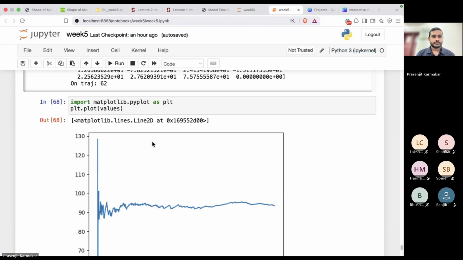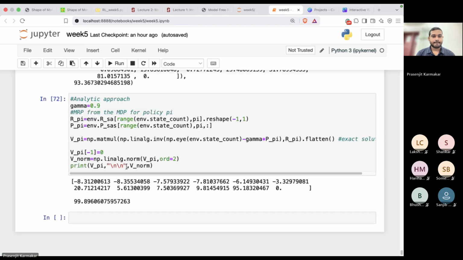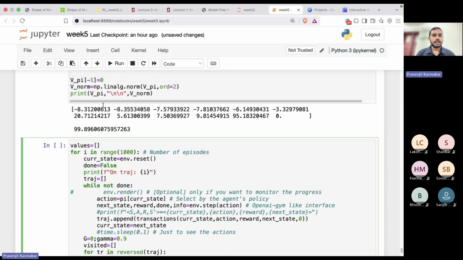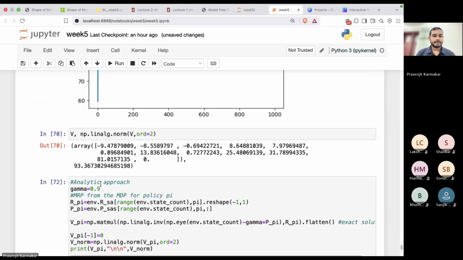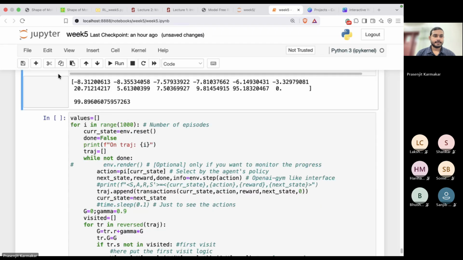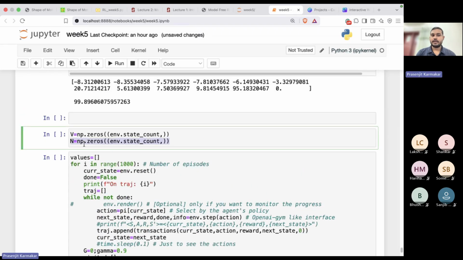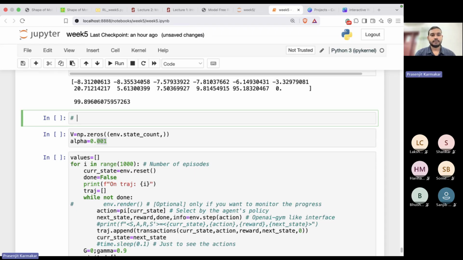Same equation, same everything. Now we don't need N of S, we need alpha, 0.001, possibly 0.0001. So 0.001 means after you reach every state 1,000 times, it's basically learning at that rate. So yeah, this is called TD learning.